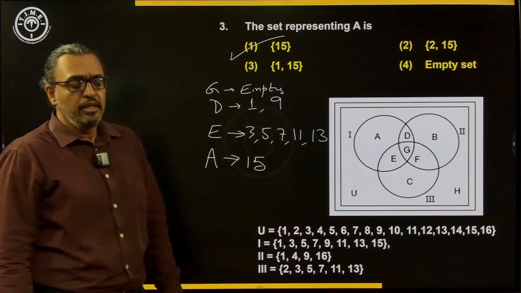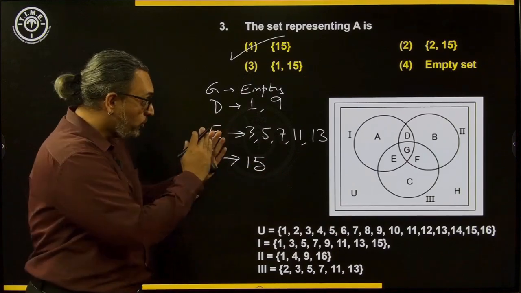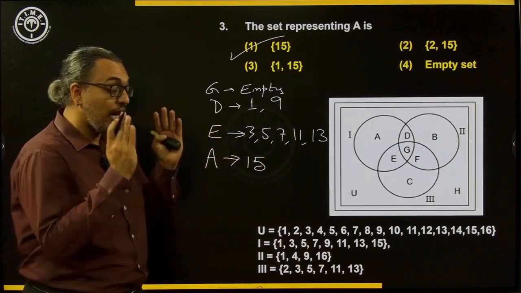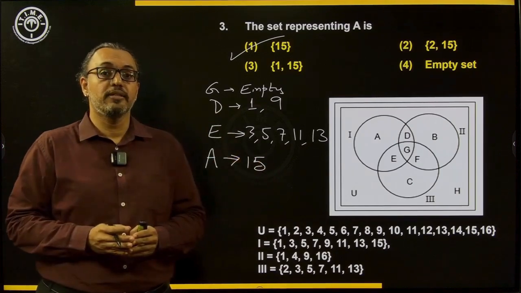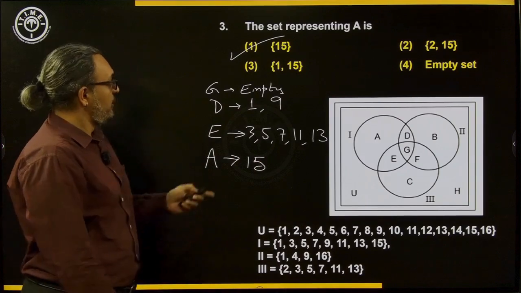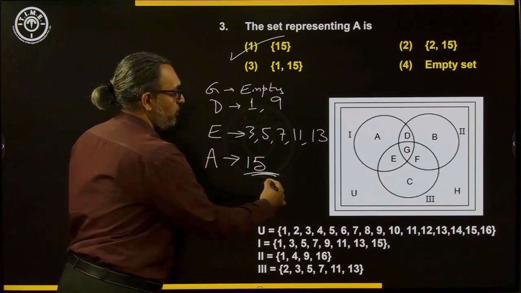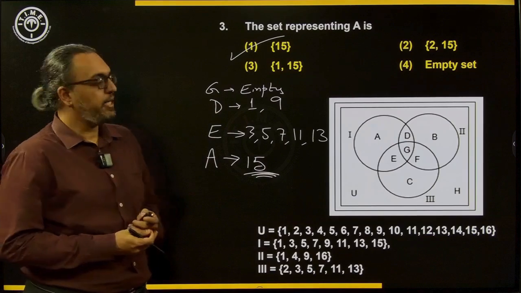That's all. So look into the regions, look into what are the numbers that are common. So understanding the regions is important in this case. Correct? So A is 15. That's what we pick. Correct?